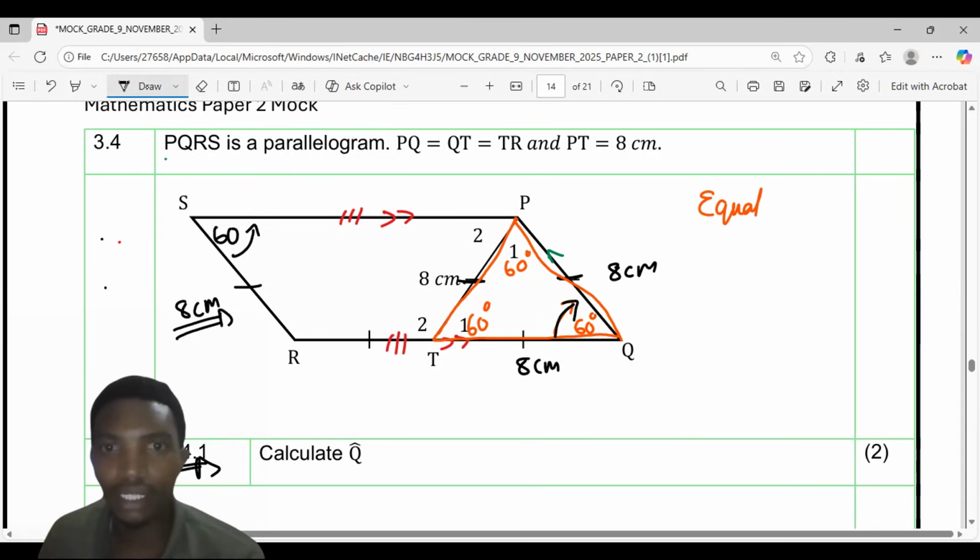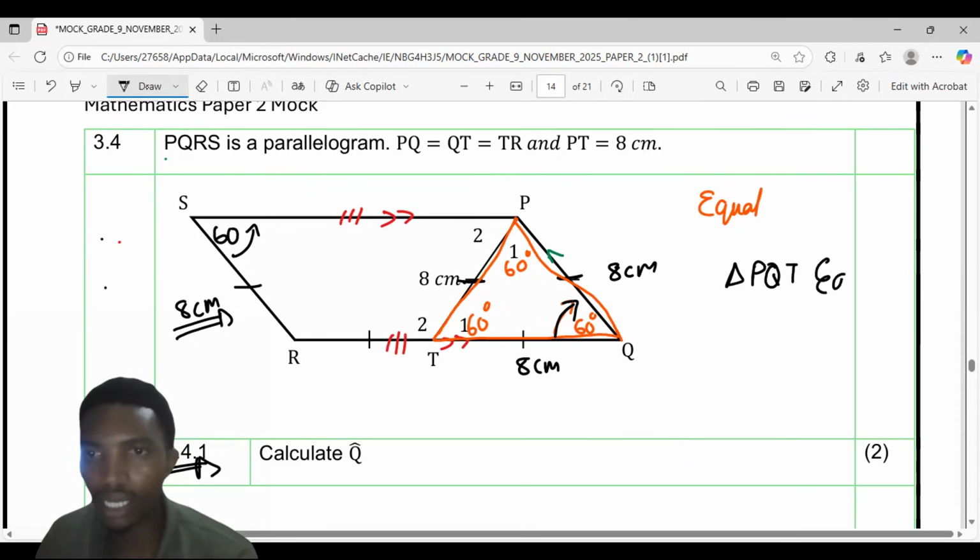We'll write there that triangle PQT, which is that orange triangle, is equilateral, okay? Equilateral triangle. And then how did we say that? We know that PQ, that side, was equal to 8 centimeters. It was given. They showed it to us.